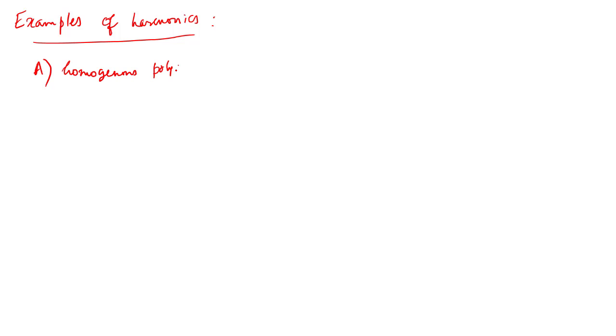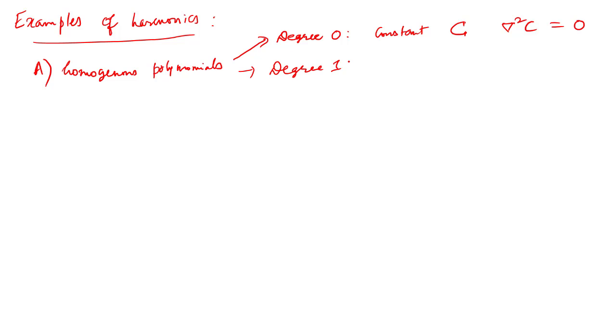So polynomials can be of different degrees, right? Homogeneous polynomials can have a degree of 0, which means it's just a constant. If I have a constant c, then you know that del square c is simply 0, because c is constant. Or you could have degree 1, which is something like x or y, or in general ax plus by. The del square of these degree 1 polynomials, for example any ax plus by, would also be 0, right?